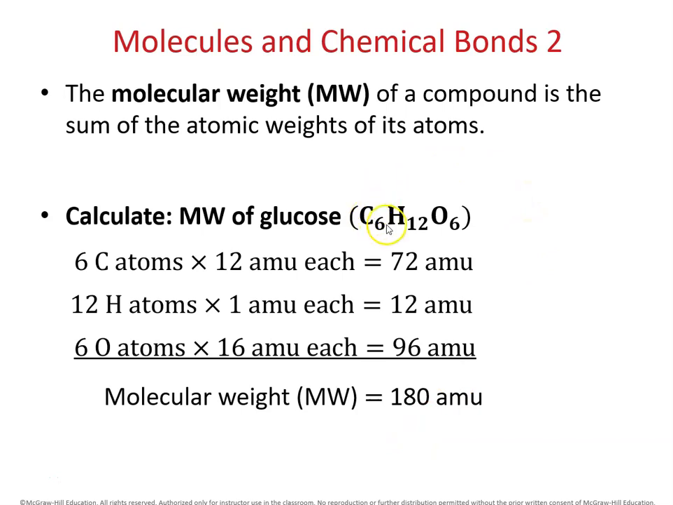If we're talking about glucose, we have 6 carbons, 12 hydrogens, and 6 oxygens. I have 6 carbon atoms. They each weigh 12 atomic mass units. 6 times 12 gives me 72. I have 12 hydrogen atoms. Each one of those hydrogens weighs 1 atomic mass unit, so we have 12 atomic mass units from the hydrogen. And we have 6 oxygens in my glucose. Each one of those weighs 16 atomic mass units, so 6 times 16 is 96. Altogether, the molecular weight of glucose is 180 atomic mass units.